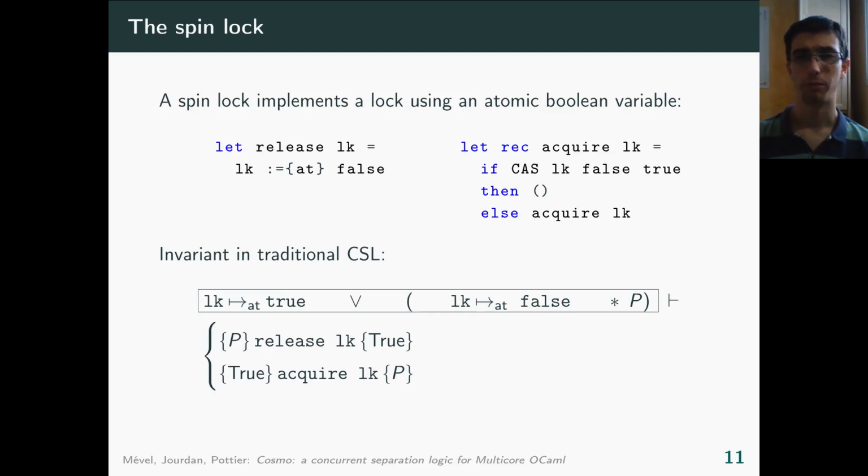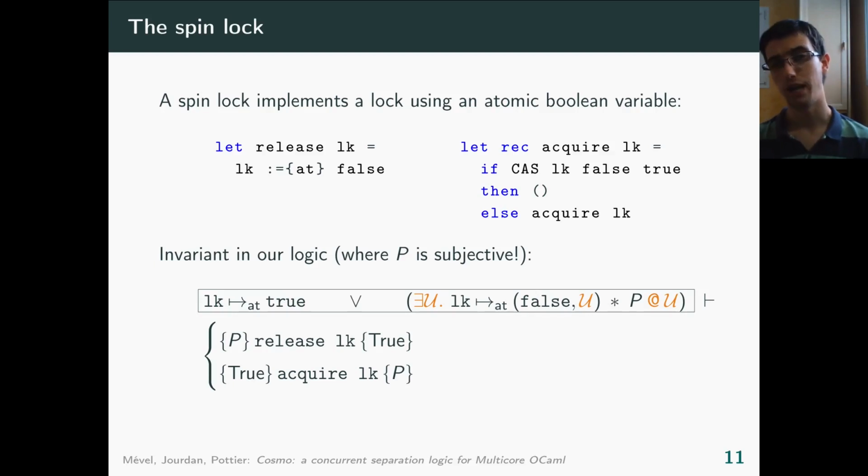Now, in our program logic with weak memory, P may be subjective, but everything in the invariant has to be objective. So the invariant we state instead is that one. In fact, it is the same as in usual separation logic, but we add views. To remain objective, we make it explicit at which view we have P, and we say that it is the same view as is stored in LK. In other words, P holds in the eyes of whoever last released the lock.